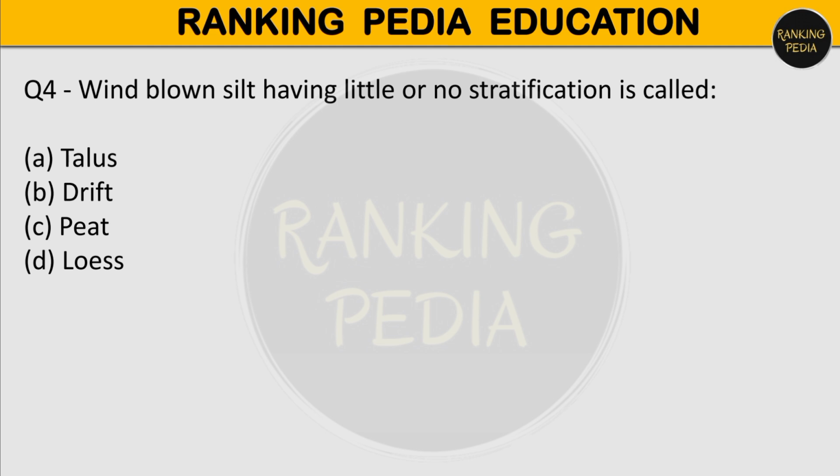Next question is, wind blown silt having little or no stratification is called, your options are talus, drift, peat or loess. So wind blown silt having little or no stratification is called loess. Loess is a wind deposit soil like silt. The particle size is between 0.01 to 0.05 mm. This you have to remember. So the correct option is D, loess.